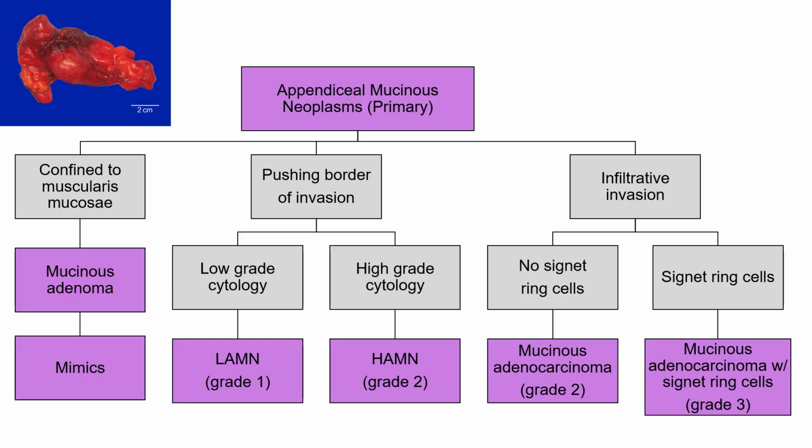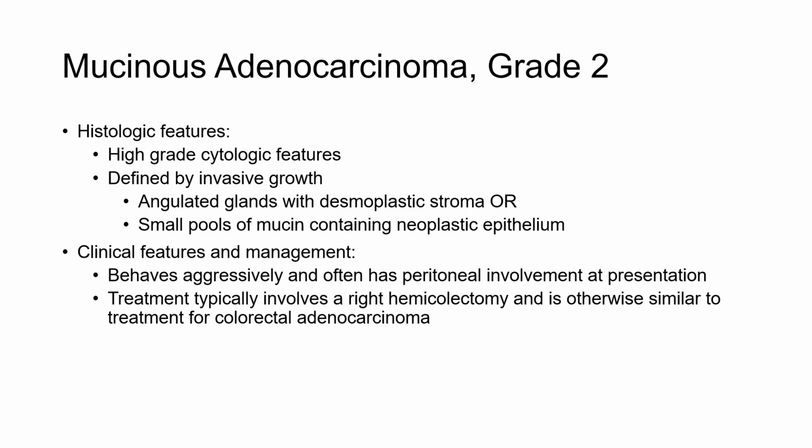In contrast to Lamin and Hammond, mucinous adenocarcinoma is characterized by infiltrative invasion, and it can be graded as grade 2 or 3 based upon the presence or absence of signet ring cells. Mucinous adenocarcinoma grade 2 will typically have high-grade cytologic features similar to those that I described for Hammond, and it's defined by an invasive growth pattern.